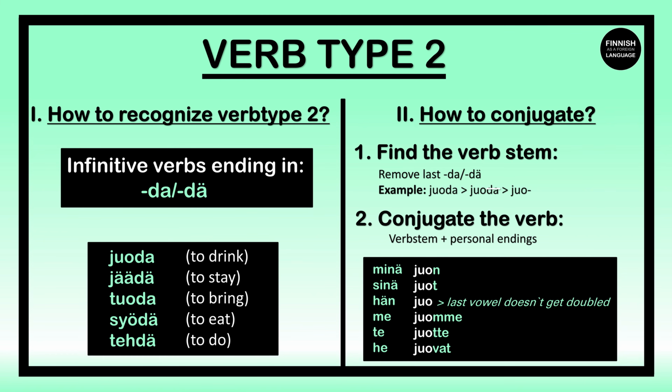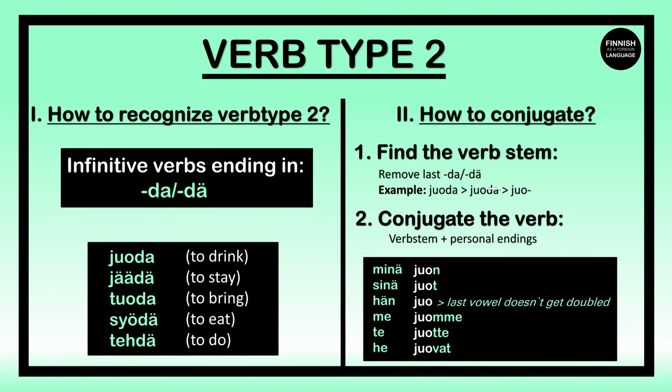Now in the second step, we can conjugate the verb. That means verb stem plus personal endings. Minä juon, I drink. Sinä juot, you drink. Hän juo, he or she drinks. Here the last vowel doesn't get doubled. Me juomme means we drink. Te juotte means you drink, plural. And he juovat means they drink. That was it for verb type 2.